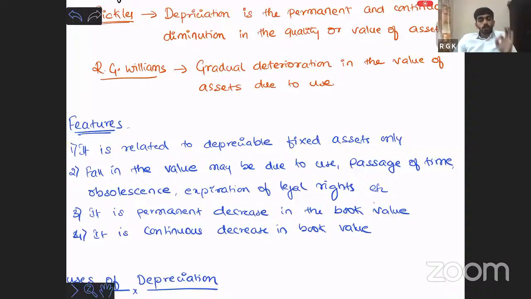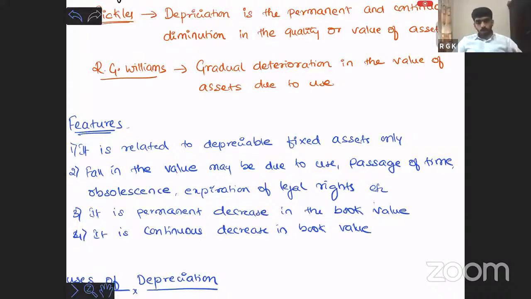Passage of time. Even if you don't use it, just because the time period changes. I gave the example of a car. Even if you don't use it, just because time has lapsed, there will be a reduction in the value of the asset. Next one. It is a permanent decrease in the book value.